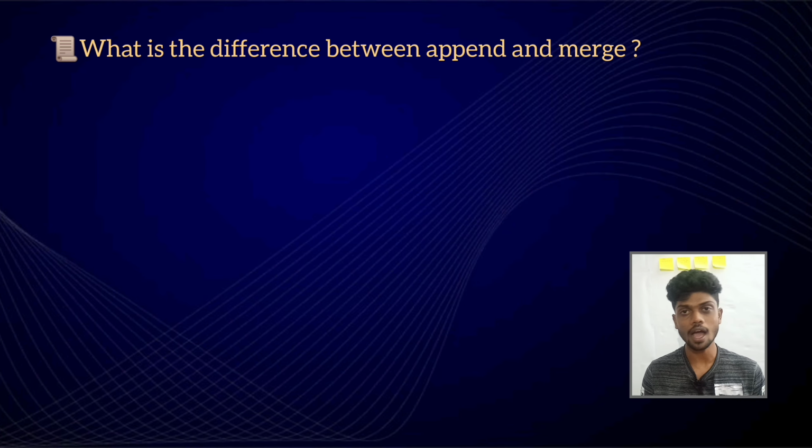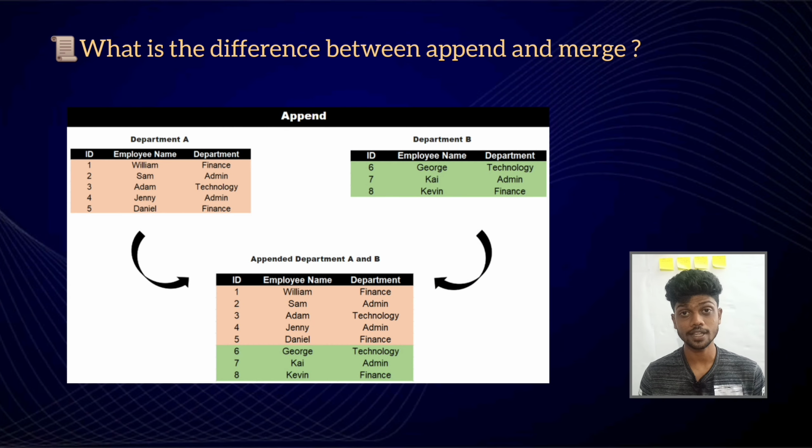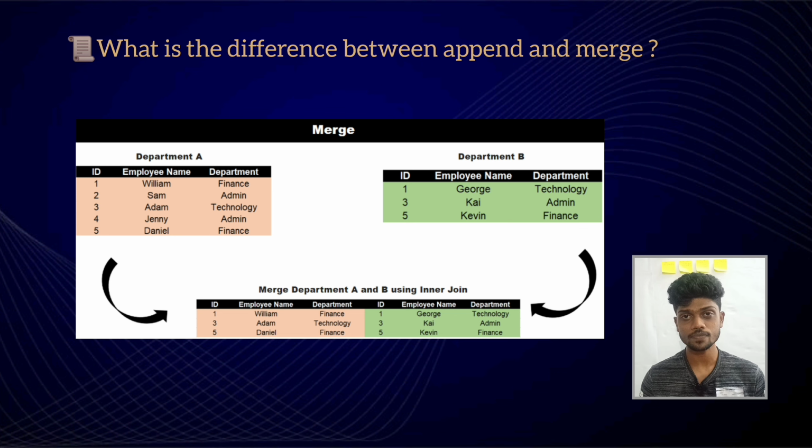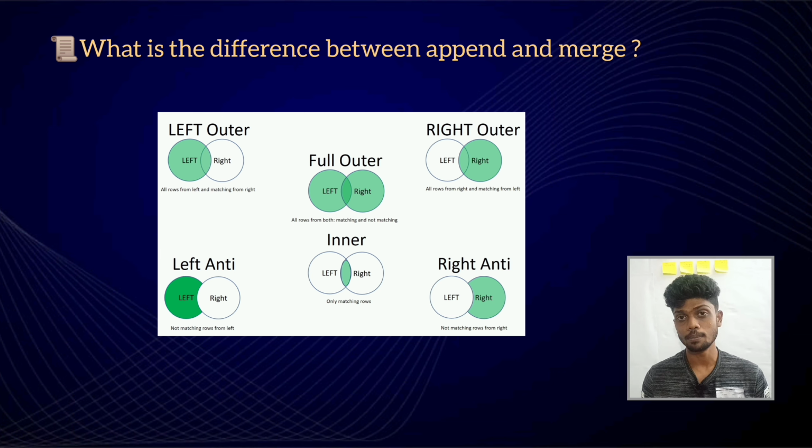What is the difference between append and merge? Append: when you have an additional number of rows that you would like to add to the existing query, then you append the query. And also to append, the structure of both the queries or tables should be identical. Merge: when you have additional columns, one or two columns that you would like to add to the existing table, then you merge the tables. And there are 6 types of merge options available. They are left outer, right outer, inner, full outer, right anti and left anti.